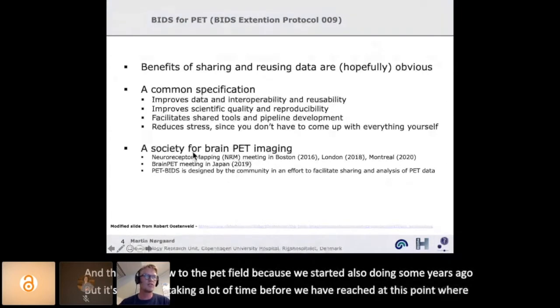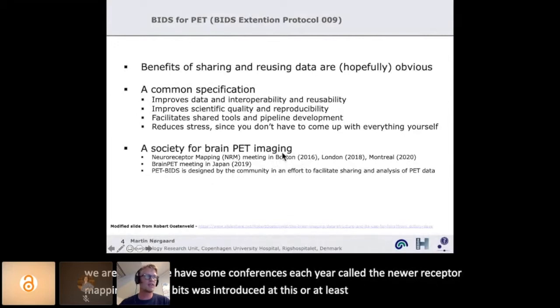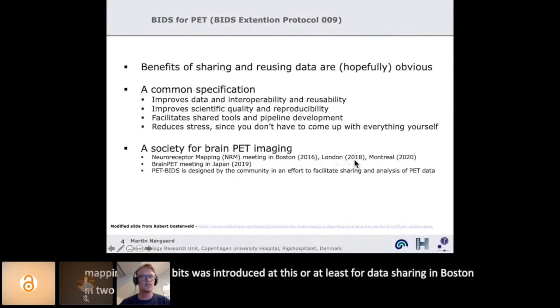We have a conference each year called the Neuroreceptor Mapping Meeting. BIDS was introduced there, at least for data sharing, in Boston in 2016 and London in 2018, and it should have been in Montreal at this point. It has also been at the Brain PET meeting in Japan in 2019.